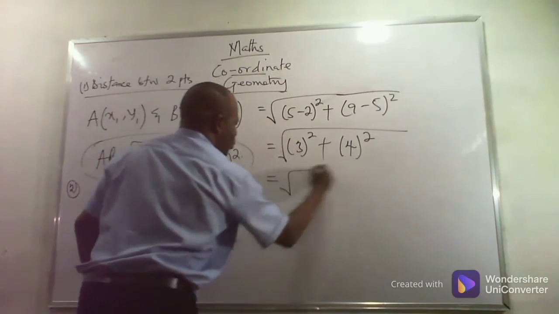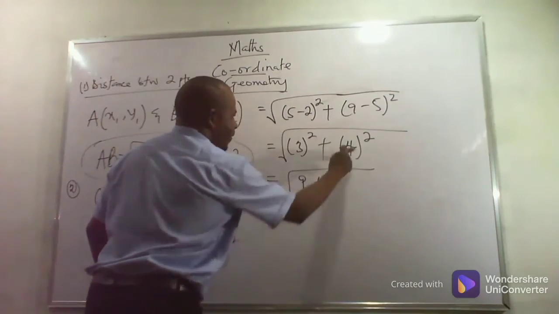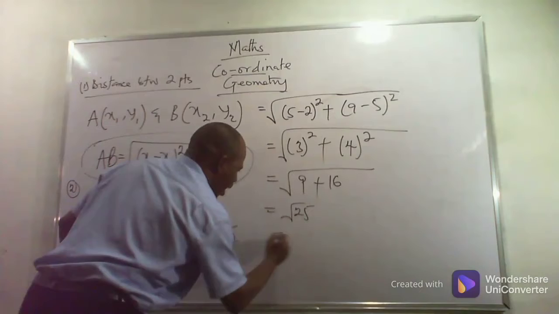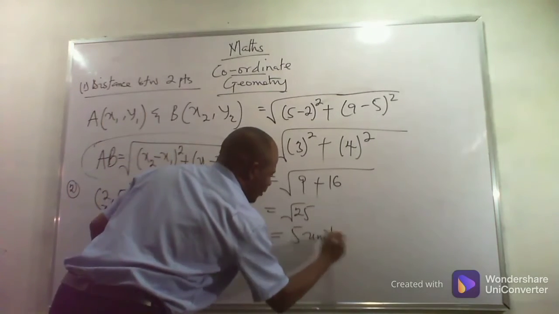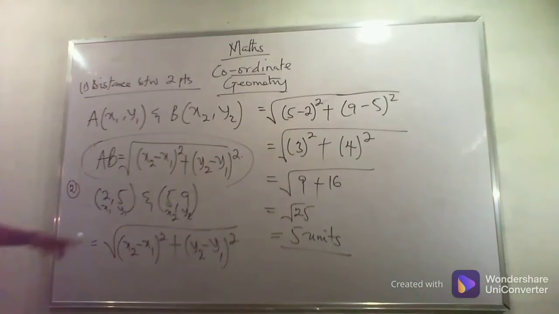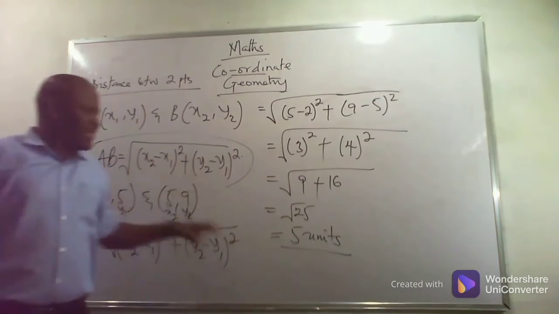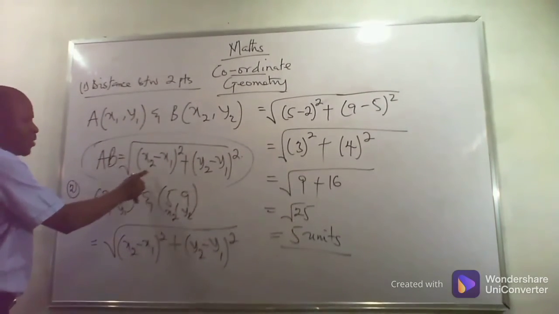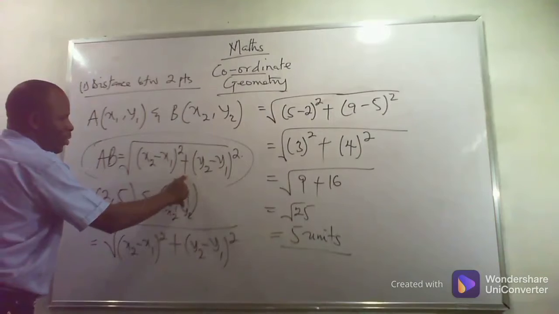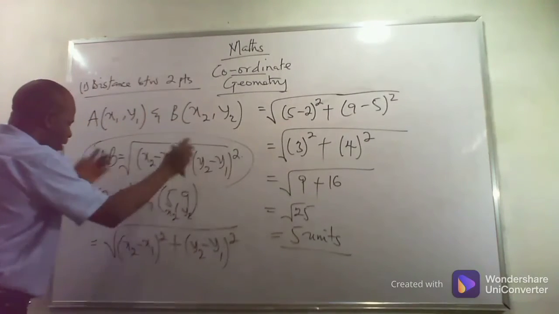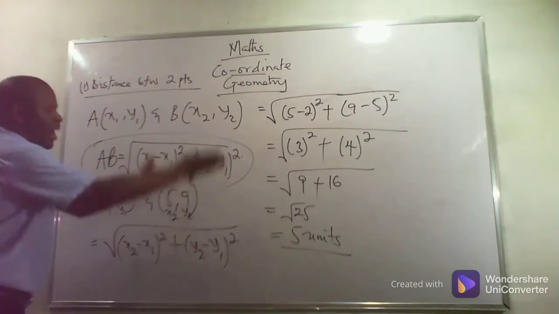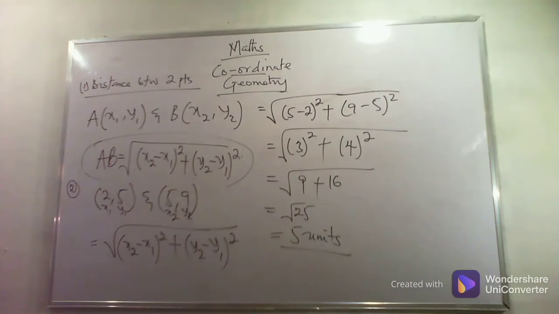So we have the square root of 3 squared, 9, plus 4 squared, 16. You add both of them, square root of 25. That will give me 5 units. So the distance between this point and this point is 5 units. Just following the formula, AB equals the square root of (x2 minus x1) squared plus (y2 minus y1) squared. You come and name the points x1, y1, x2, y2, and you substitute, then you get your answer. That is the answer to example number 2.